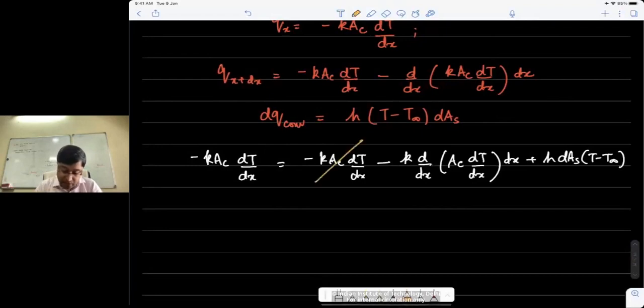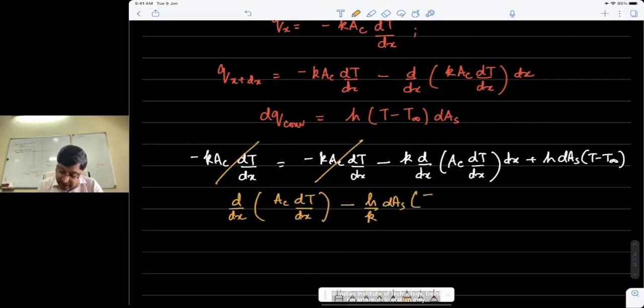So some things cancel off, this goes away. And so we can write this as d/dx of (Ac dT/dx) minus (h/k)(dAs/dx)(T minus T infinity) to be 0.